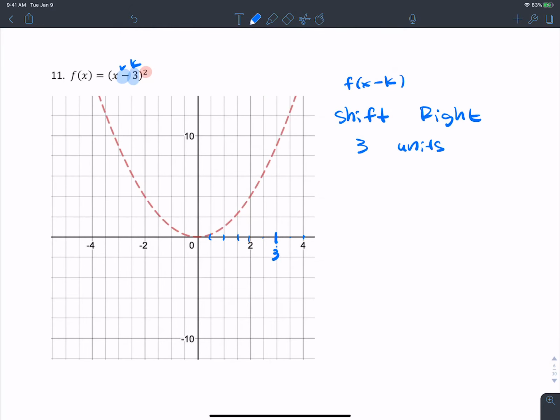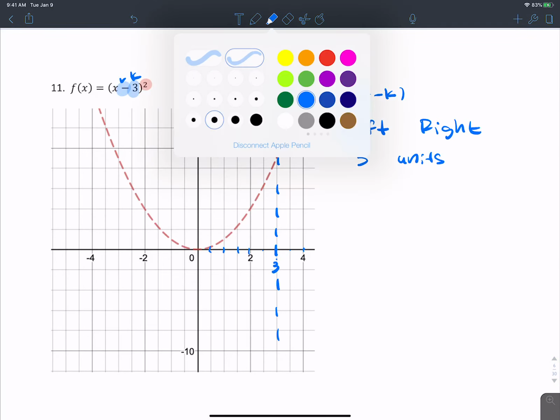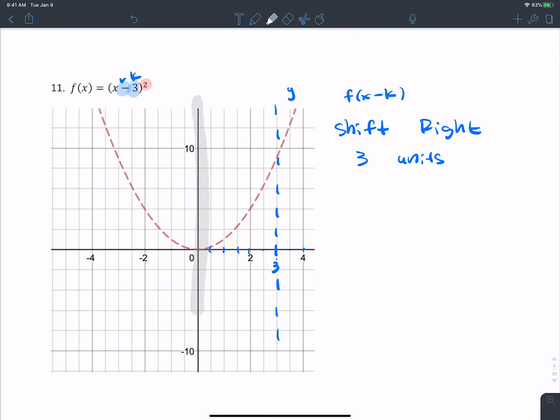And then I might remark that, notice this. This is something we discussed in class. In some sense, you're also moving that y-axis 3 units. Because remember, this is my reference curve. So everything is shifting 3 units to the right because this is minus 3, this minus k.